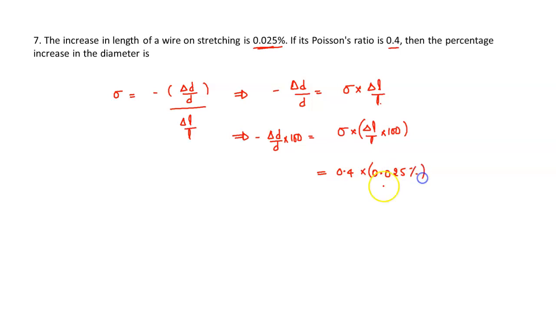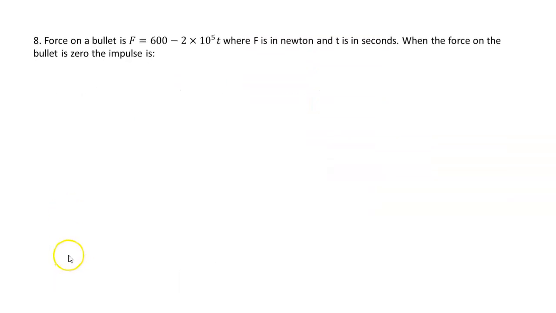0.025%. So this will be equal to 0.01%. This will be negative, decreasing, so the increase will be minus 0.01%. As length is increasing, its diameter should be decreasing, as its volume will remain constant. Let us see the next question, the eighth question.